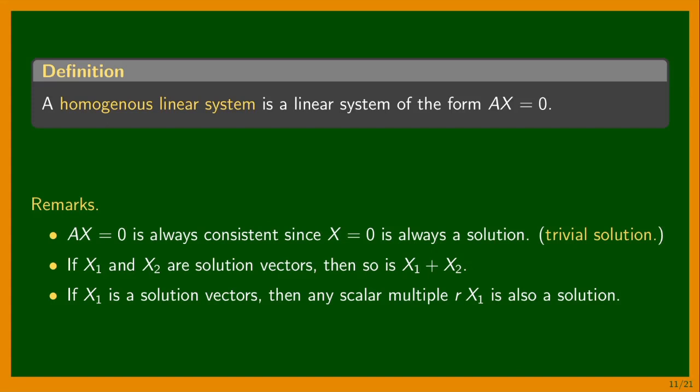The resulting vector is also a solution, for the same reason that when you multiply A with r x1, this is the same as r times A x1, because r is a scalar. And this one is going to be the 0 column vector, and therefore that's 0.